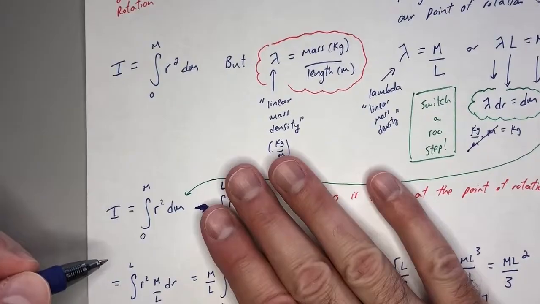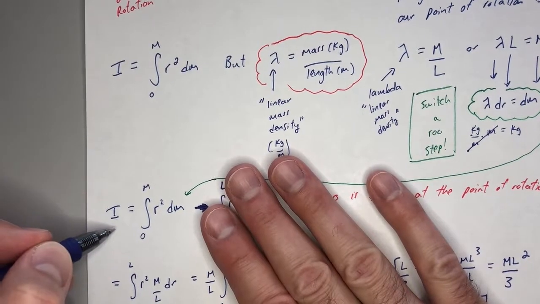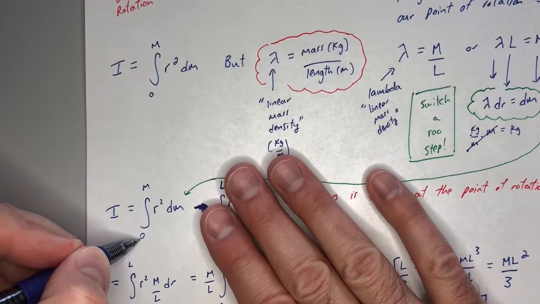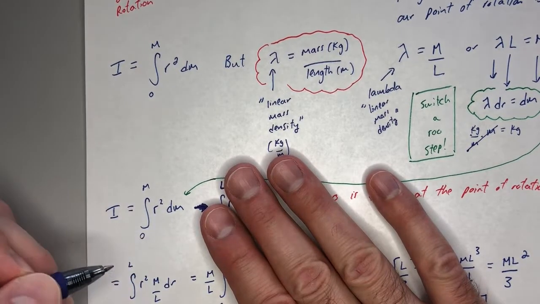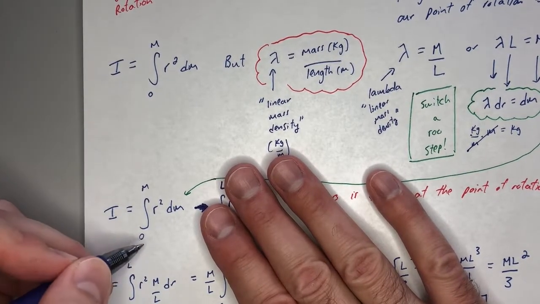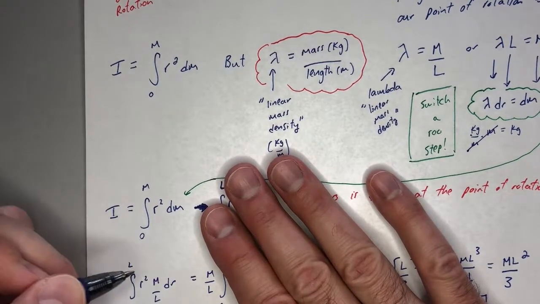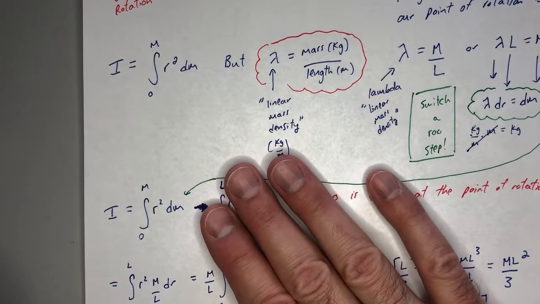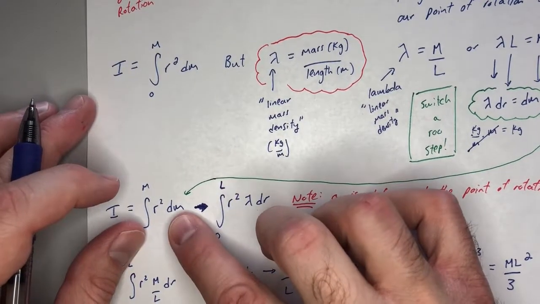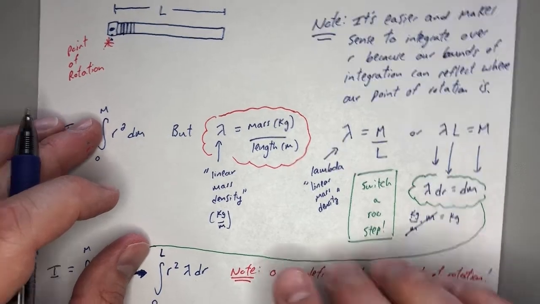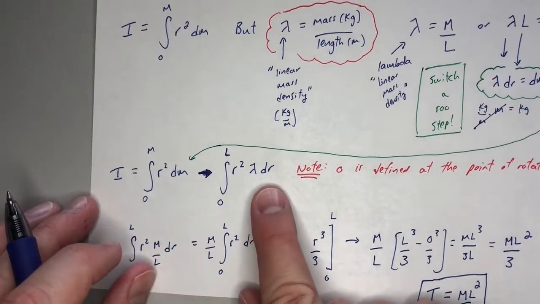So we'll go back to our fundamental definition of moment of inertia for a continuous mass distribution. And we say, okay, integrate from 0 to M of r squared dm. But it makes a lot more sense, as far as points of rotation go and things like that, to get the dm out of there and integrate over r, because then that tells us about the point of rotation. So instead of dm right there, we're going to say dm equals your lambda times your dr. Okay? So instead of dm, we just make that substitution.